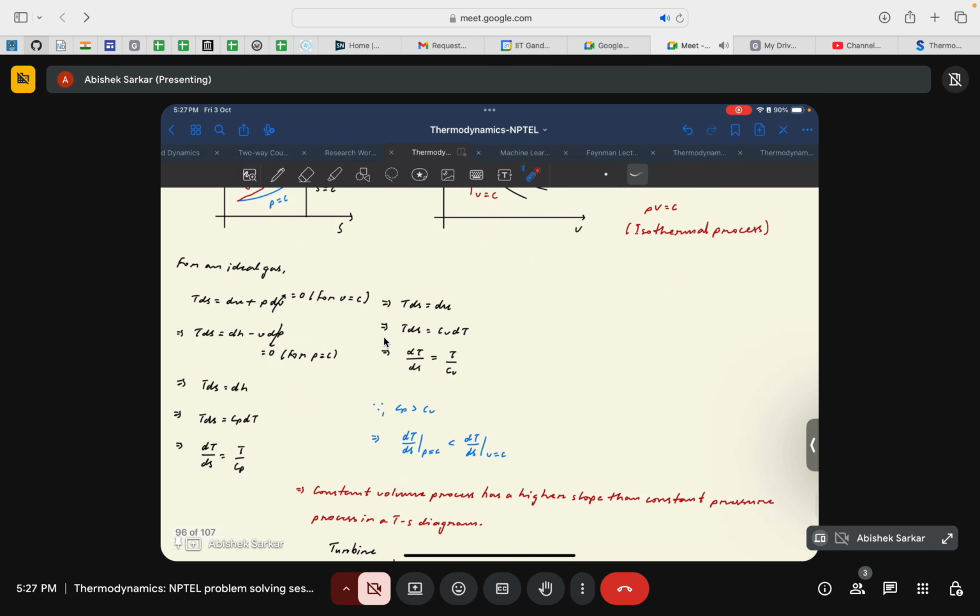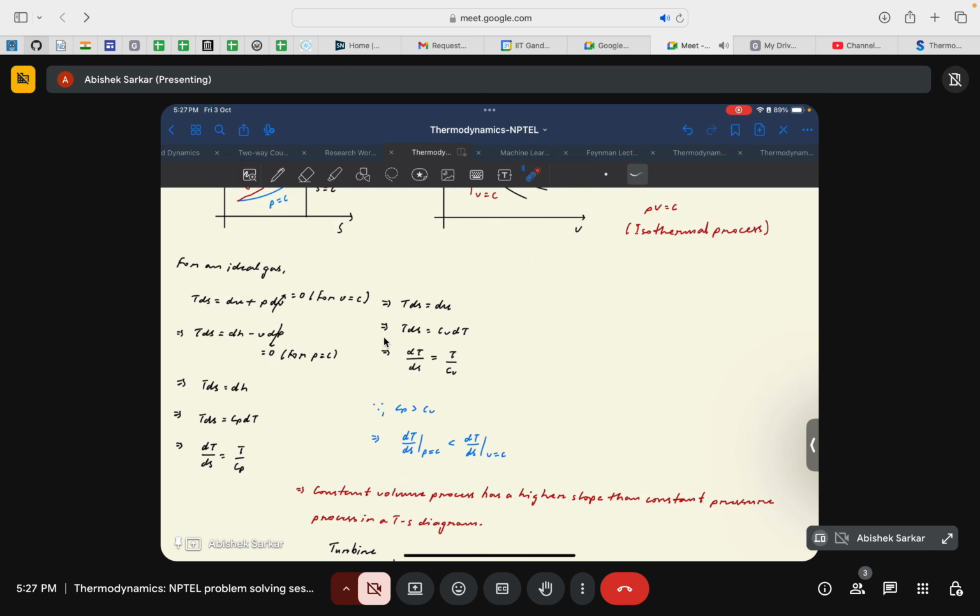Okay, and also we can consider the second relation, that is TdS is equal to dH. Then we can write TdS is equal to Cp dT. Again, the change in the enthalpy for an ideal gas can be represented as Cp times dT. And if we again consider a calorically perfect gas, or Cp to be constant, then dT by dS is equal to T by Cp. Now the catch is that from both of these equations we get the slope in a TS plot.